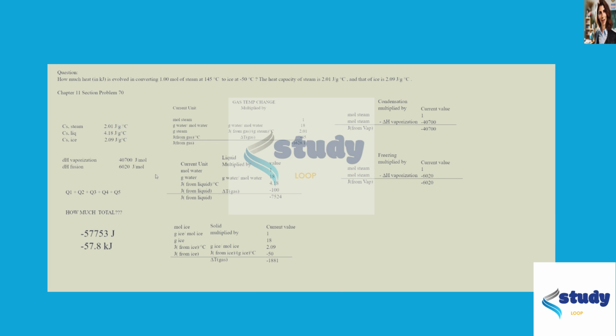Also, you need the delta H of vaporization and fusion, because this is the part where you have to calculate the heat required. This is a 5-step process. It's the heat required to go from 145 degrees Celsius of gas to 100 degrees. And then we're going to plateau. It's going to convert from a gas to a liquid, and this is condensation in our case.